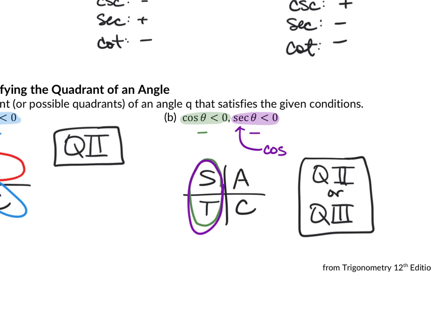Most of the time you'll be able to eliminate it down to one possible quadrant, but if the information overlaps, then we just say, well, it's going to be in quadrant 2 or 3, one of those two. Fabulous. So ASTC is going to be very, very helpful for you to know which quadrant you're working in and whether the trig function you're given should be positive or negative.